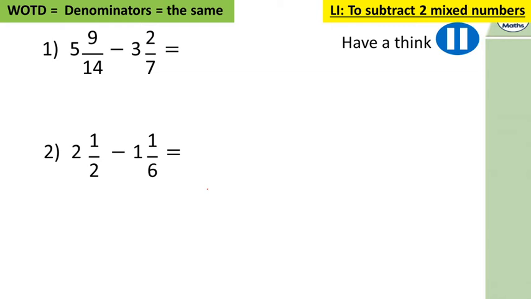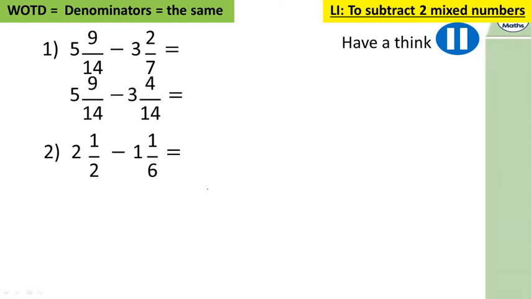Okay, so here is where you pause the video and have a go at these questions on your own, remembering to separate out those wholes and those fractions. When you're doing the fractions, make sure that you make the denominators the same. So pause the video and have a go at those, and then check with my answers. See if you can spot where you made a mistake if you don't get the same answer.